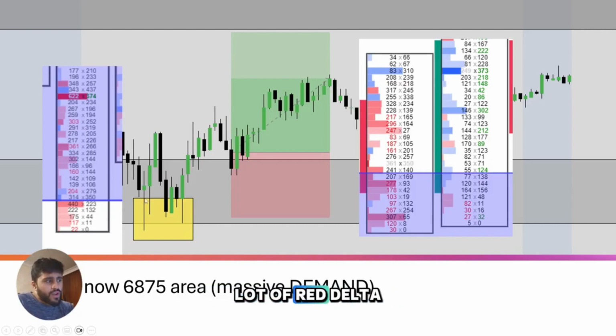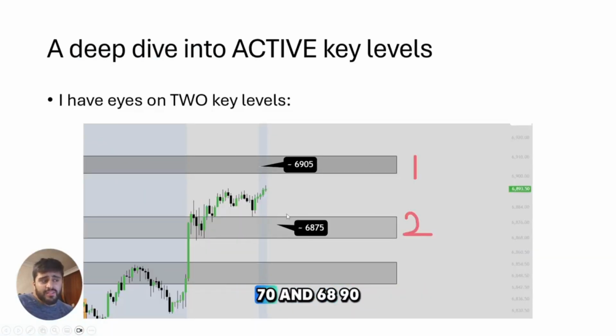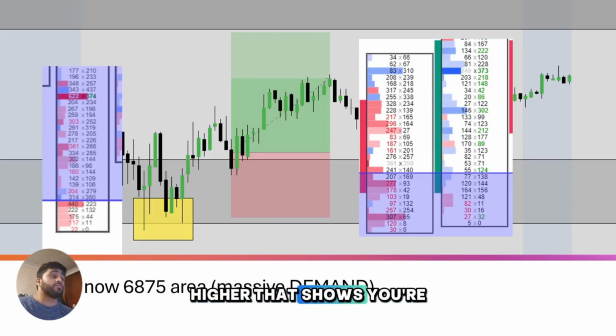If you see a lot of red delta here but the market breaks higher, and again just over here we see a lot of red delta and we see this big push to the upside, you want to ask yourself, at this region over here, so this is our second key level between 68.70 and 68.90, 68.85 area, who is in control? Is it the buyers or the sellers? If we see aggressive sellers, so market orders hitting the bid, more market sellers than market buyers, but the market breaks higher, that shows you're at an area of demand, right?